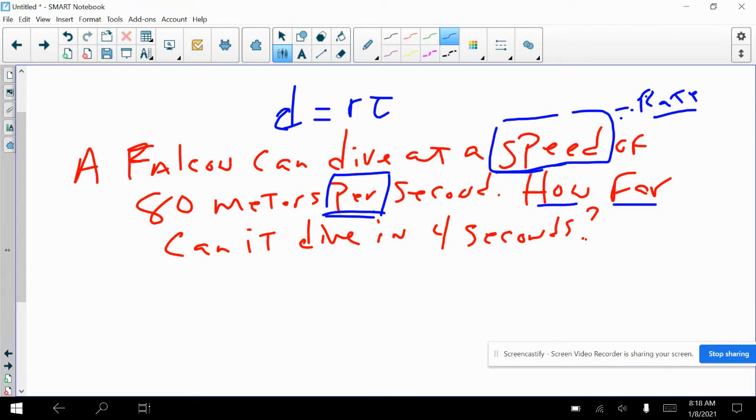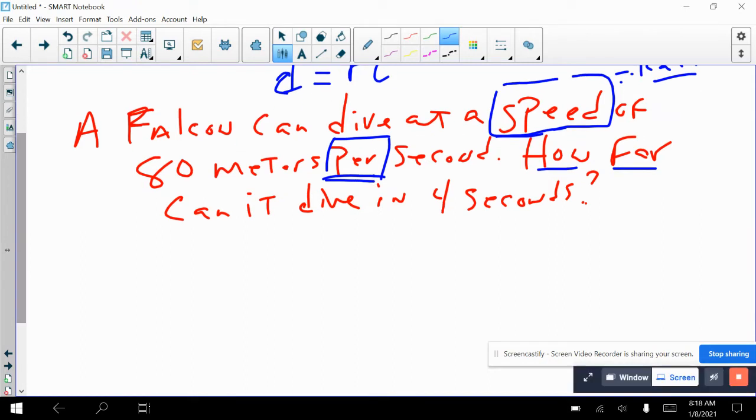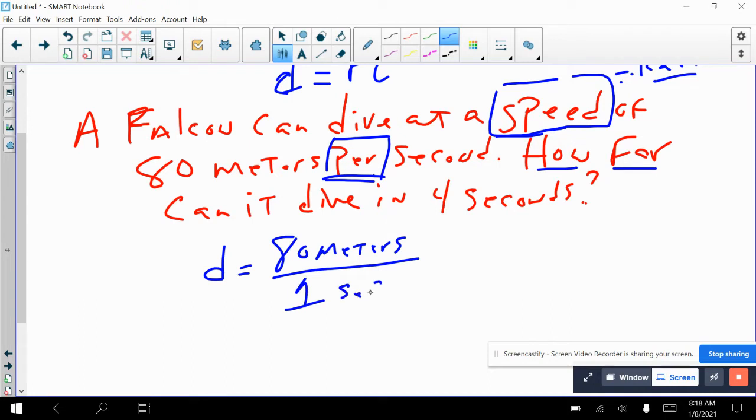Everybody good so far? We're trying to find the distance, so we don't know what that is. The rate is 80 meters per second, so we need to write that as a rate: 80 meters per every 1 second. That is the R that we just put in the formula.